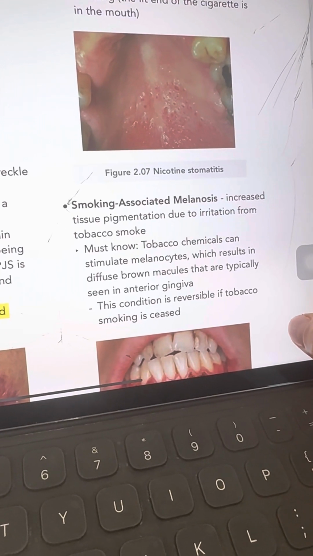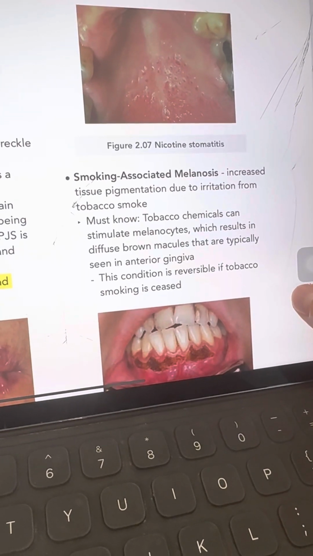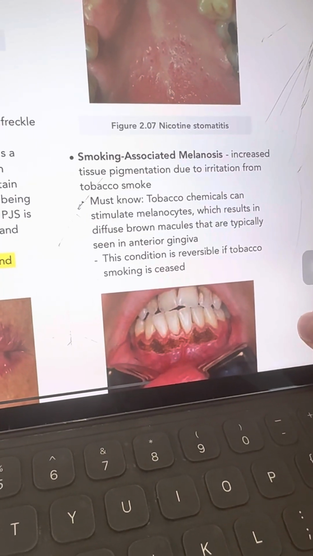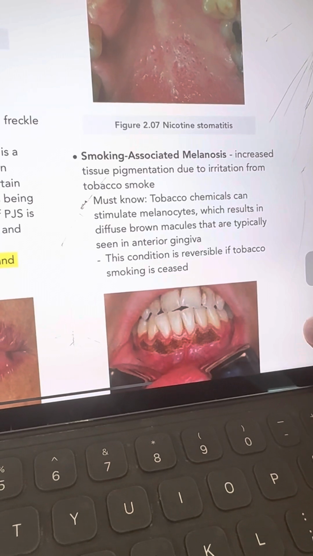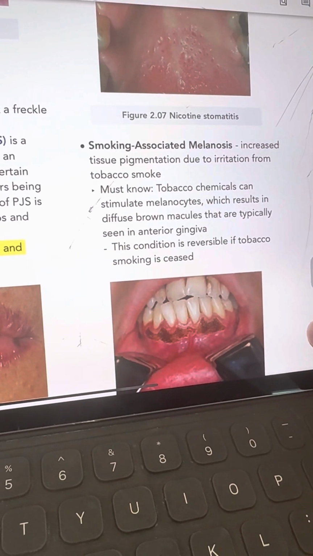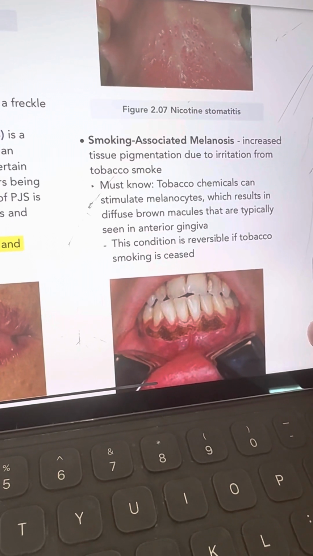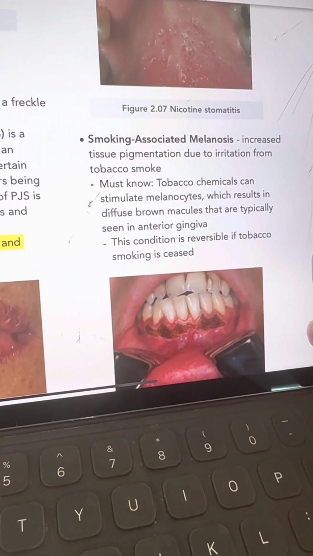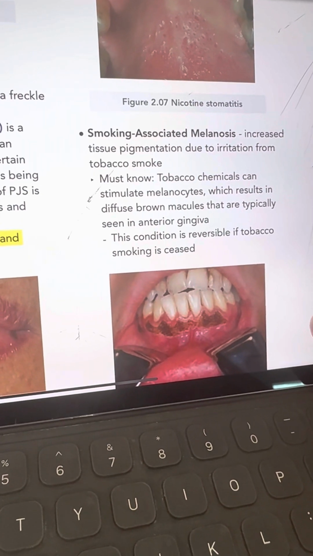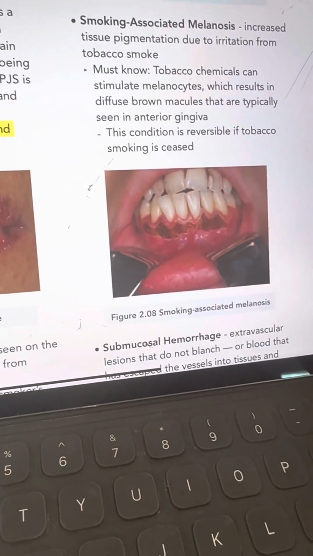Smoking-associated melanosis: increased tissue pigmentation due to irritation from tobacco smoke. Must know: tobacco chemicals can stimulate melanocytes, which results in the diffuse brown macules that are typically seen in the anterior gingiva. This condition is reversible if tobacco smoking is ceased.